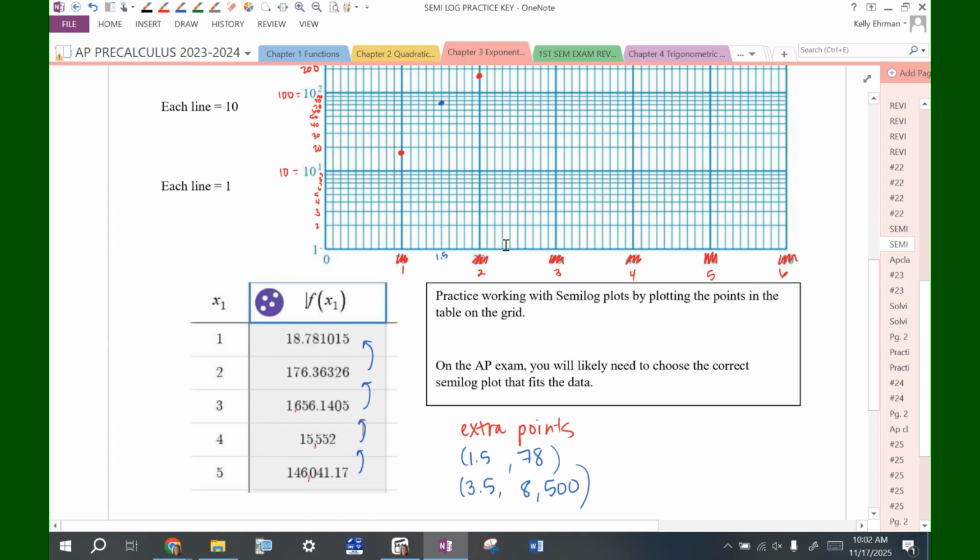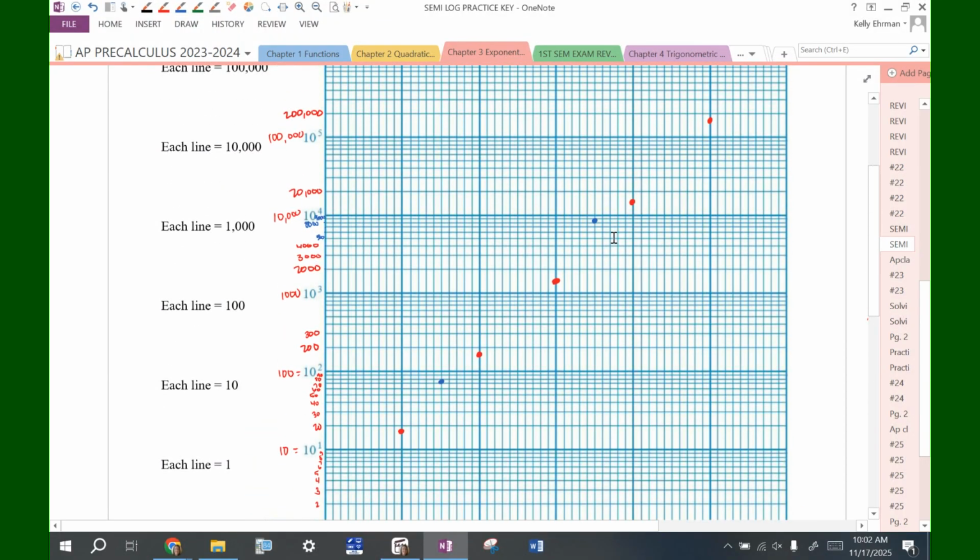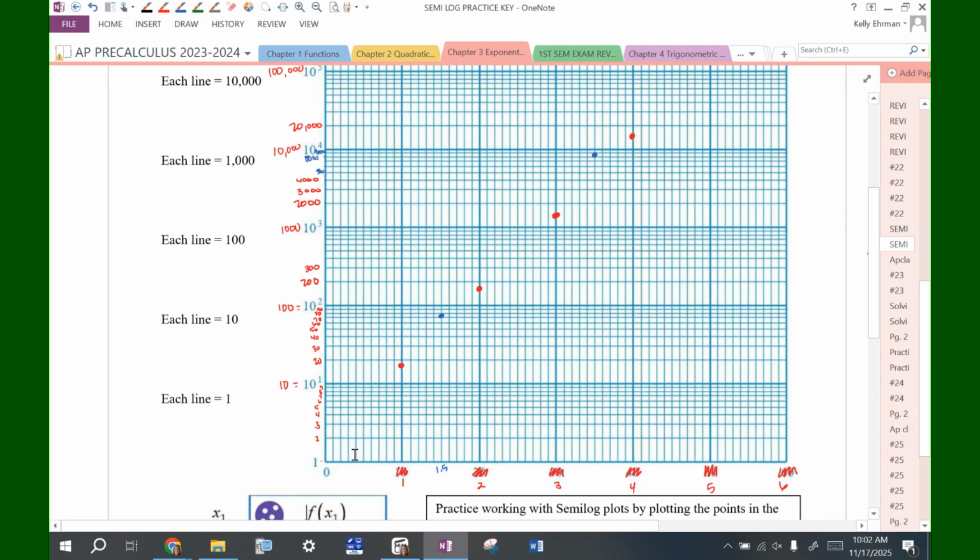All right, so hopefully this clears up how to work with these kinds of graphs and what they look like. If you're choosing a semi-log plot in multiple choice, the first thing to look for is which ones have this gradation, this variation in the lines in between powers of 10.